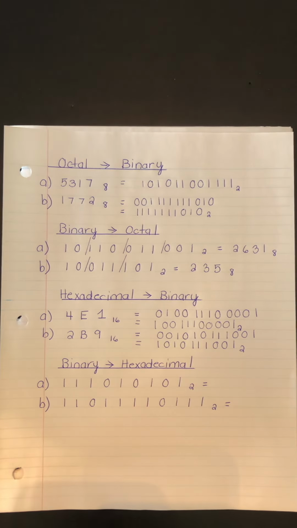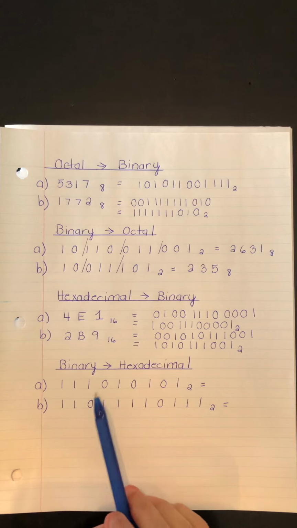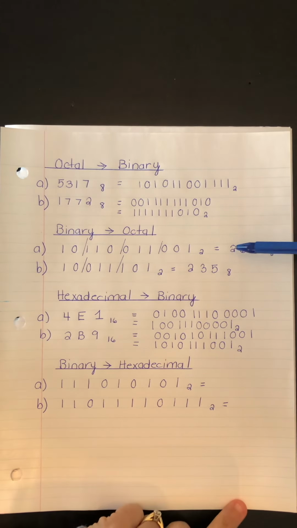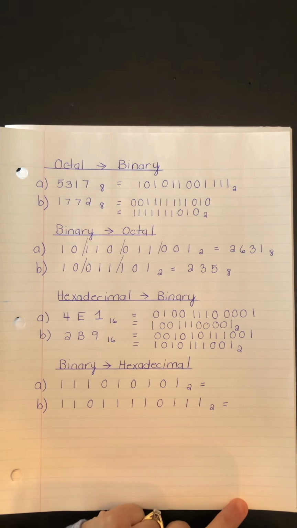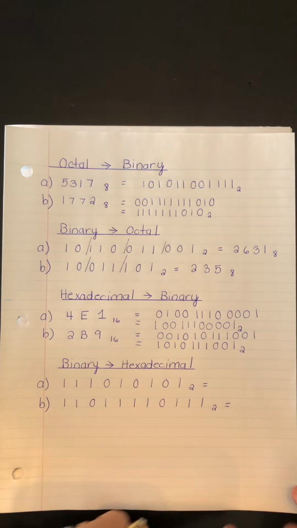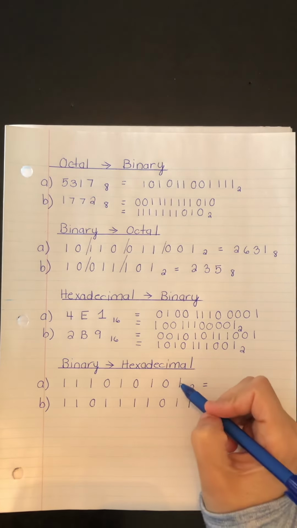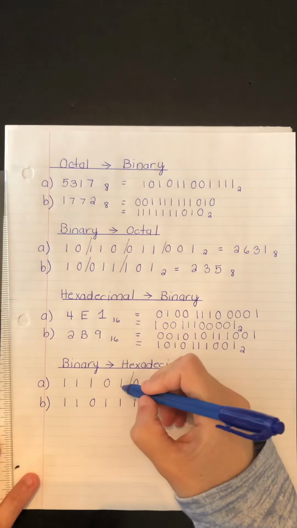Okay, and the very last conversion that we need for this course is the conversion directly from binary to hexadecimal, which is very much the same process that we did back here, binary to octal, except when we break this up, it will be into groups of 4. Also starting from the right side though. So let's try this one. 1, 2, 3, 4. That means we break it up here and here.